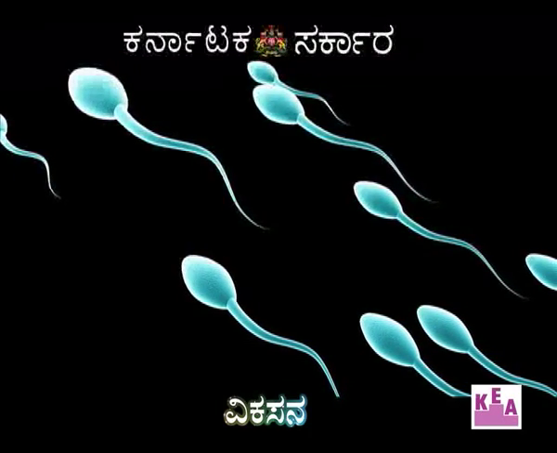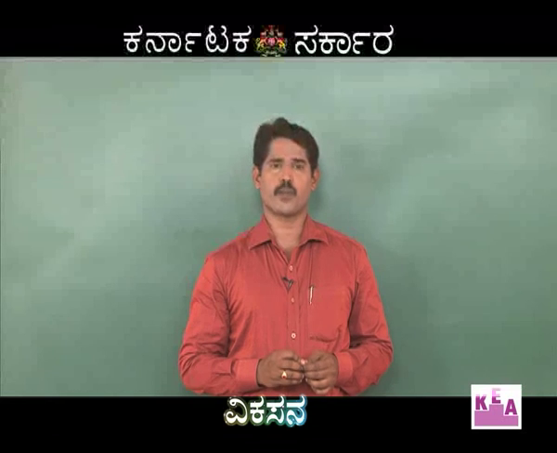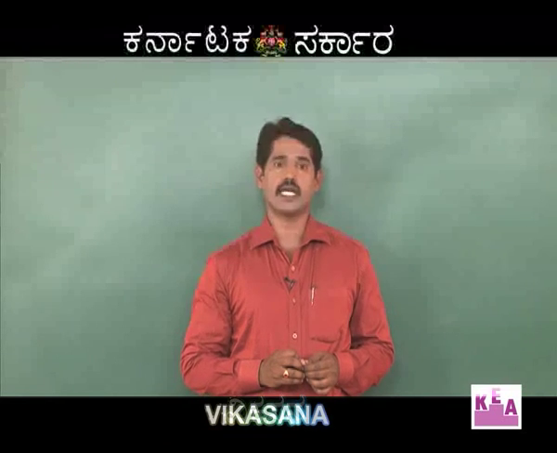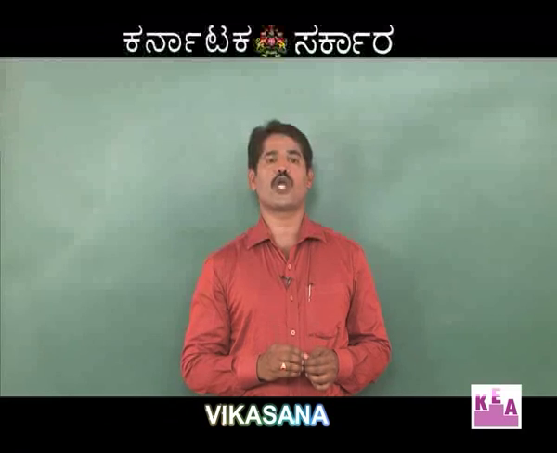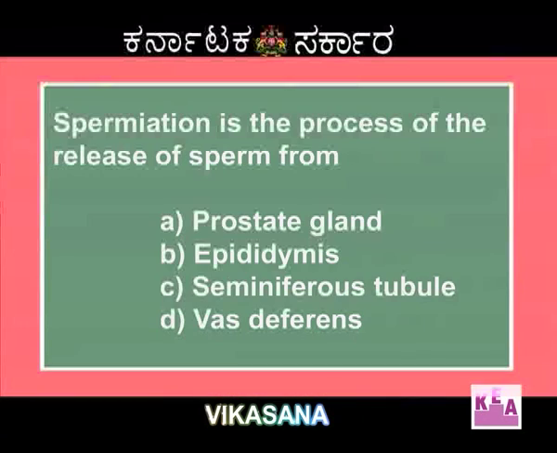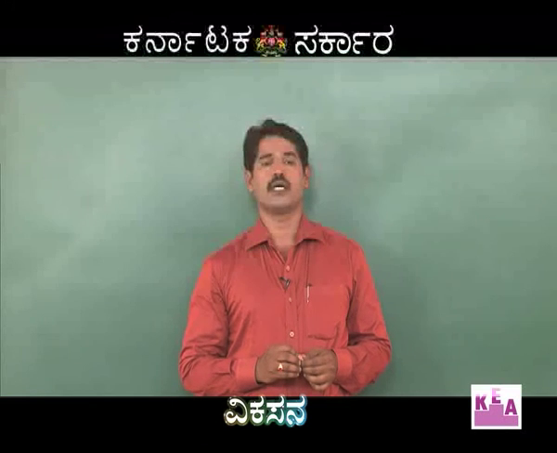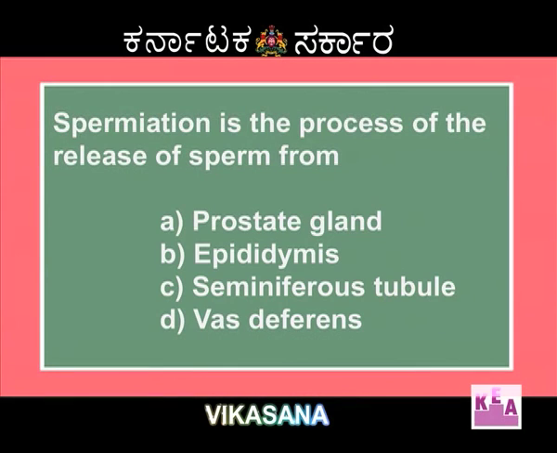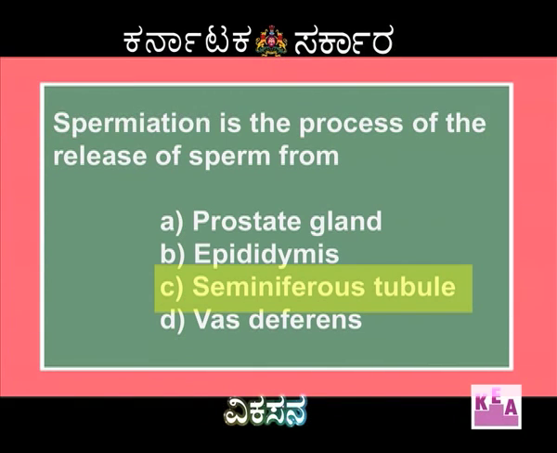After the production of sperms in the seminiferous tubule, the spermatozoa enter into the rete testis, and that process is called spermiation. Vas deferens is the duct which is connected to the ejaculatory duct. So the correct option is the seminiferous tubule, which is involved in the transfer of sperms from the seminiferous tubules into the rete testis by a process called spermiation. The correct option is option C.